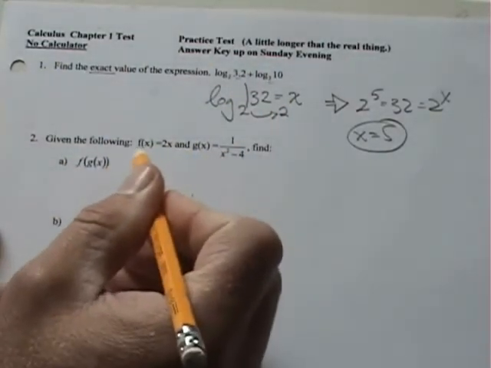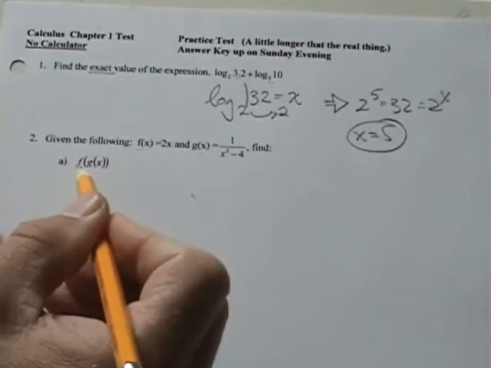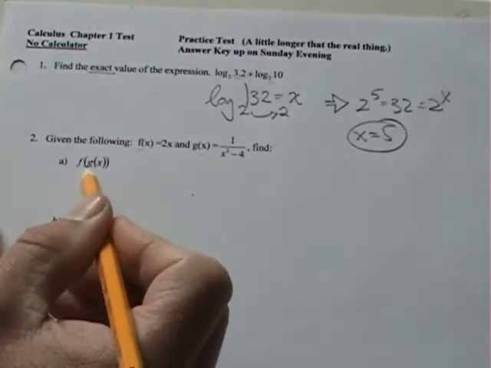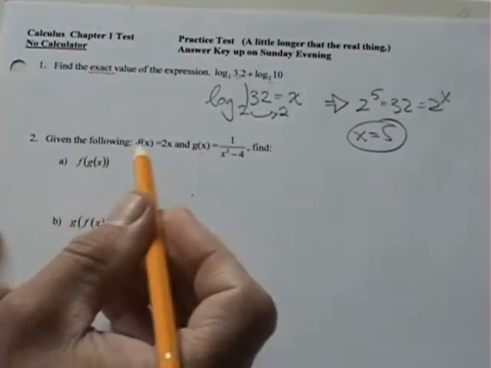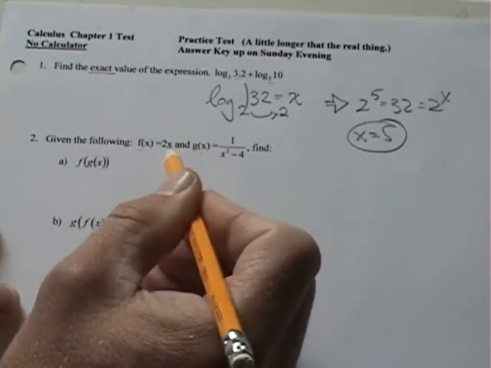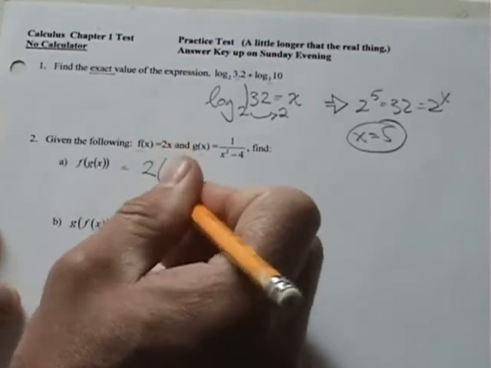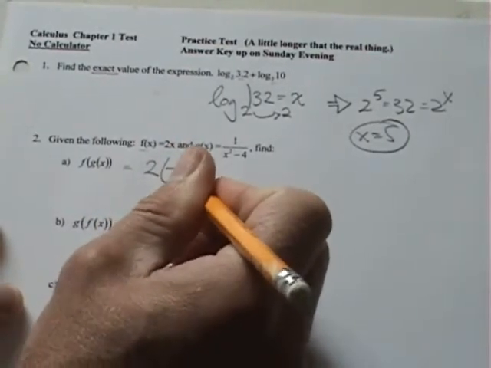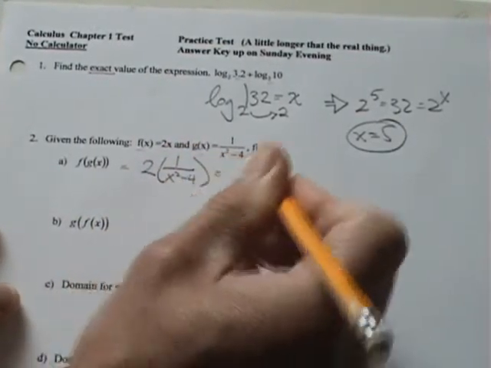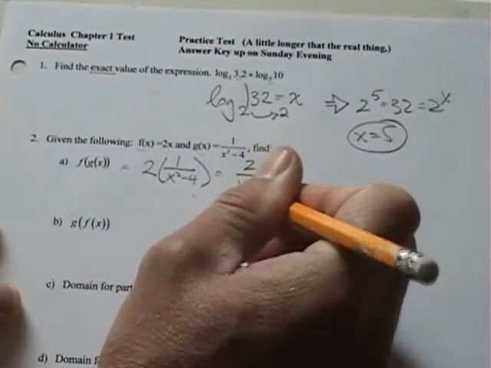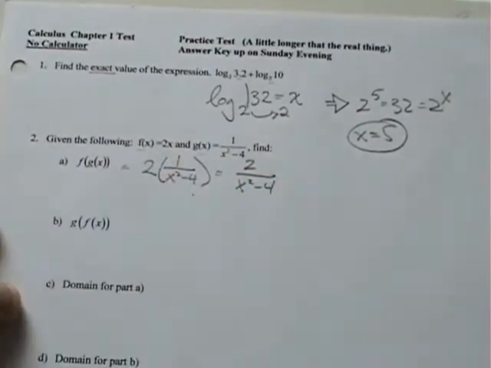Here we've got two functions, f and g. This is all about combining functions. F of g of x just means we take g of x and we substitute it in for x in the f of x. So this becomes 2 times 1 over x squared minus 4, which equals 2 over x squared minus 4. There's nothing that you can do beyond that.